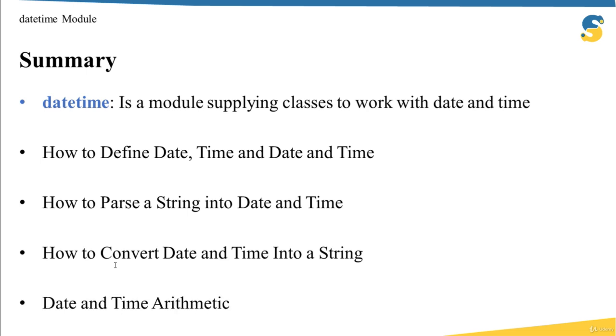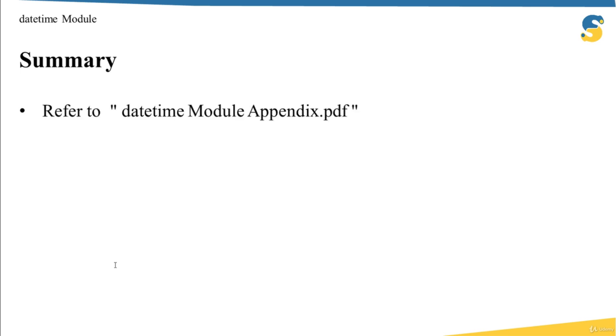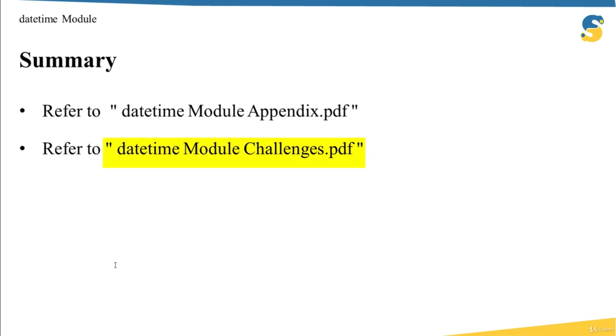Also, we have learned about date and time arithmetic, and we saw that we can subtract one date from another. Or for example, I can add or subtract a timedelta from a date in order to know what is the date after or before a specific period of time. Now please refer to the file datetime module appendix, in which you will find all the functions that have been provided in this lecture summarized. Also, please refer to the file datetime module challenges, in which you will find some challenges to practice what you have learned in this lecture.